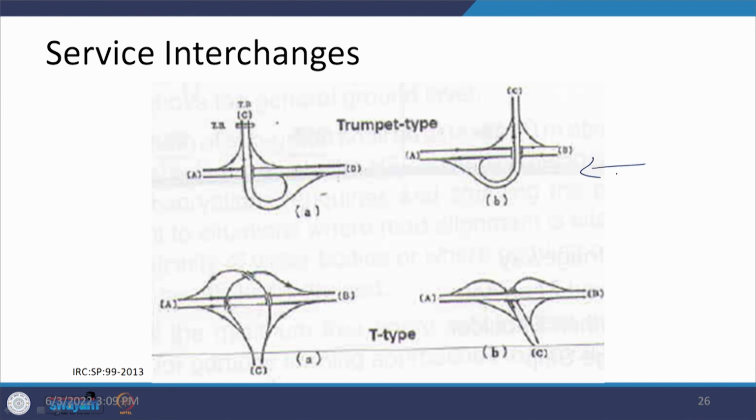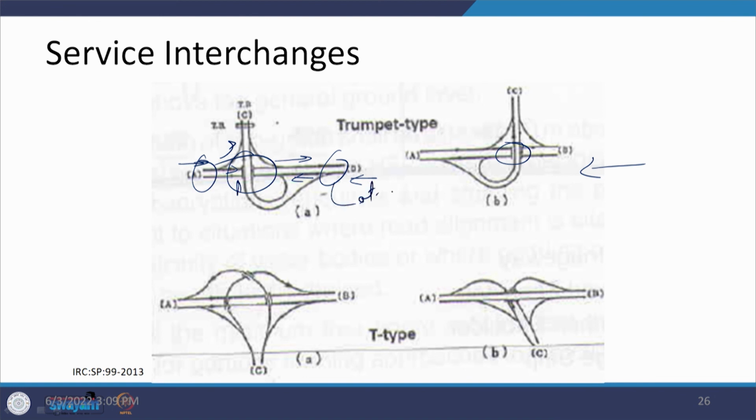This is a Trumpet type of design, and these are the movements which are going to be there. This movement is coming from here, a left turn is allowed, and a straight movement goes on in this form. If the traffic is coming from here, then it goes in this direction, or it can go straight also. Thus the through traffic as well as the turning is being taken care of. The only thing is that at this point, here or at this point, there is a grade separation, but this one is at grade.